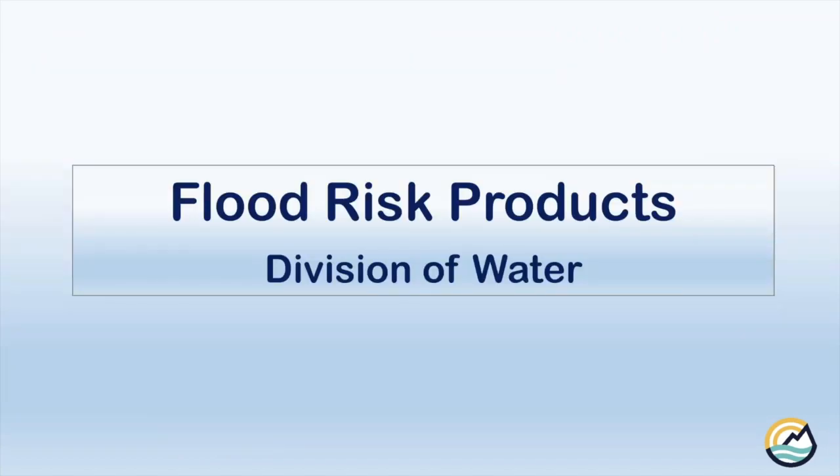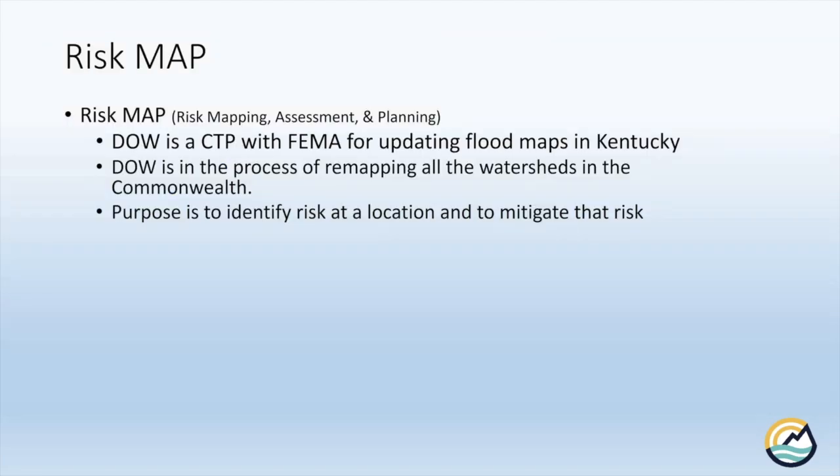So the last one, guys, I want to talk about today are the flood risk products. This one is kind of in a unique category. It's done by the Division of Water, since we are the cooperating technical partner for FEMA. Again, FEMA gives us funding, and we're actually the ones going out and creating the flood maps for all the map updates in Kentucky. The process of updating the maps is actually called Risk MAP. It's risk mapping, assessment, and planning. So we're actually in the process of remapping all the watersheds in the Commonwealth.